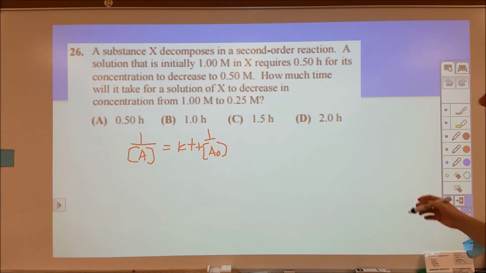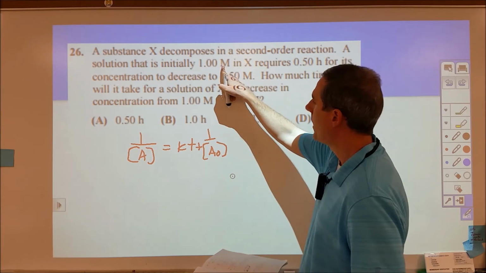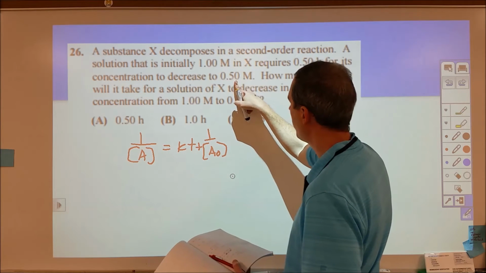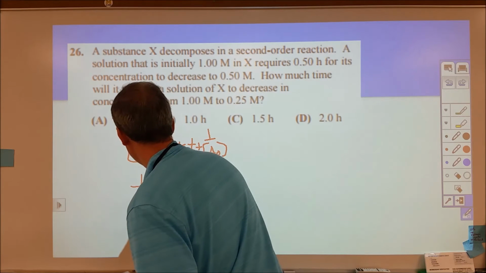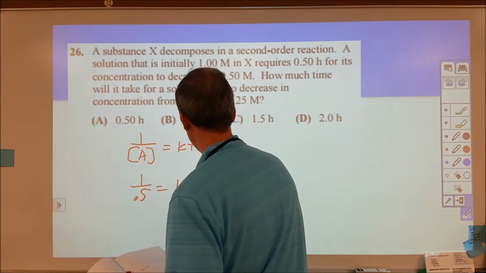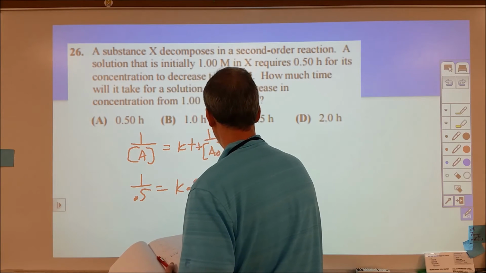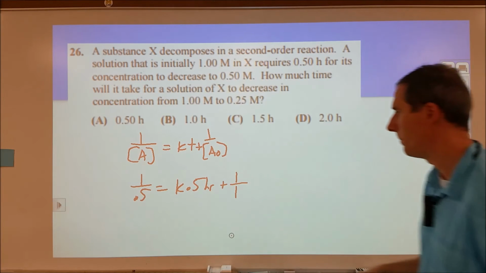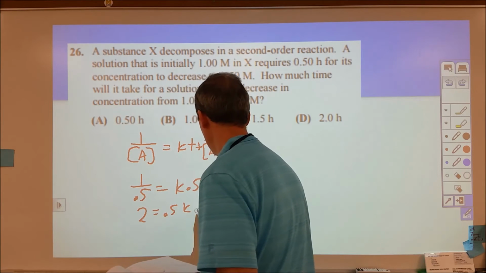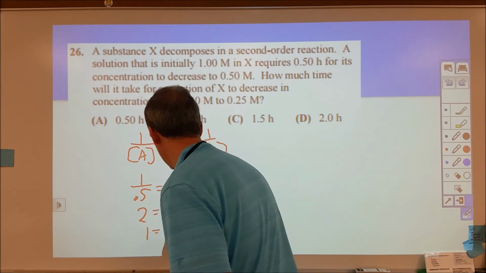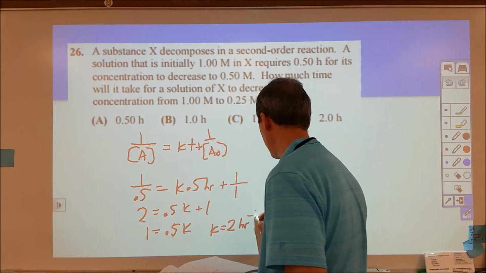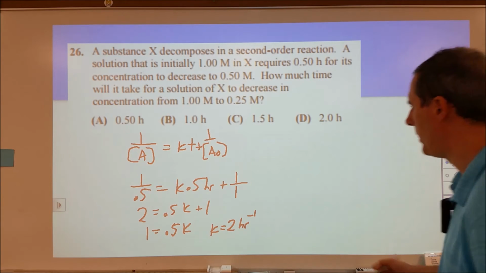So what we can do here is a calculation where we plug in a bunch of values. Our initial concentration is 1 molar, and it takes 0.5 hours to decrease to 0.5 molar. So we have a final concentration of 0.5 is equal to K times time, which is 0.5 hours, plus 1 over our initial concentration of 1. So we're looking at 2 equal to 0.5 K plus 1. So then 1 is equal to 0.5 K. So K is equal to 2 hours to the minus 1.